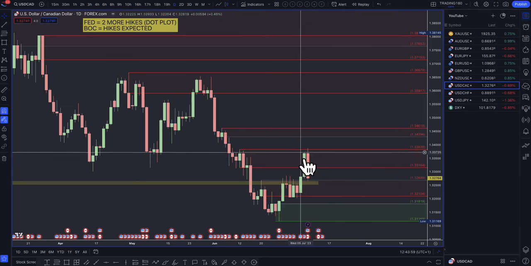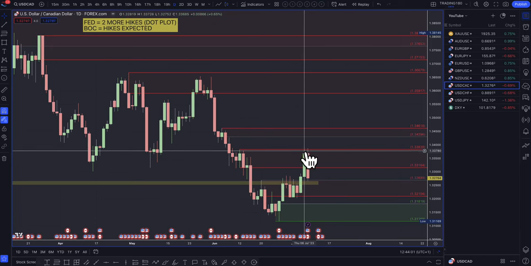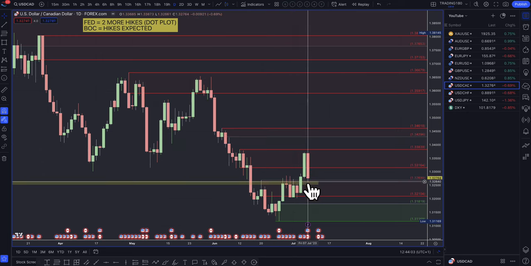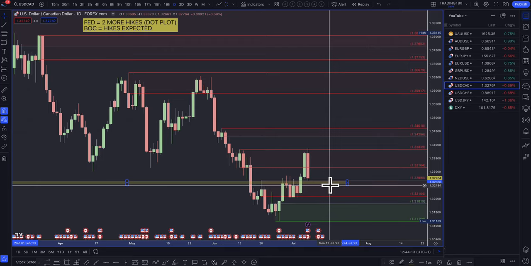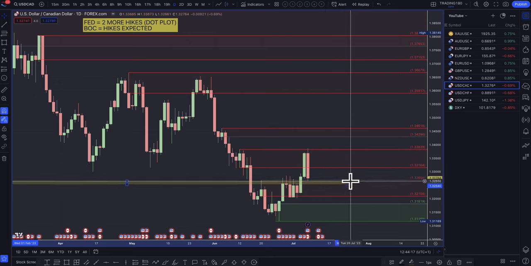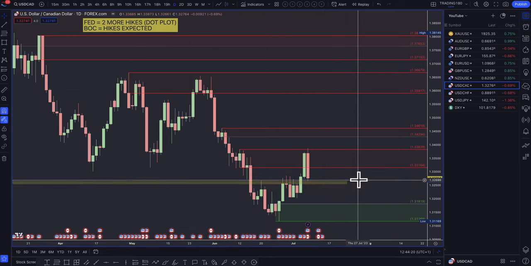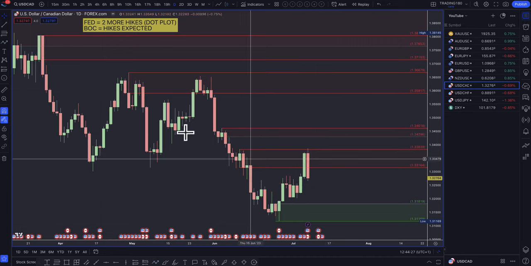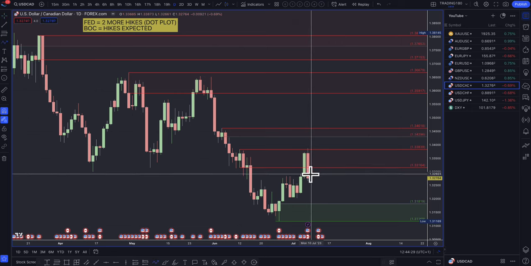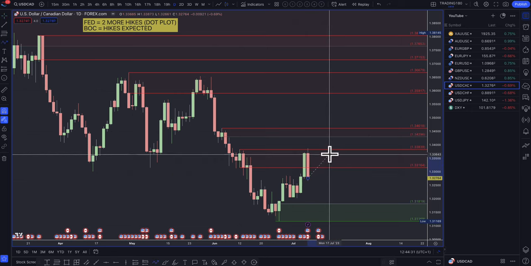So you're seeing some Canadian dollar strength, some dollar weakness, but I think the Canadian dollar is a potential buy, not necessarily against the US dollar. I'd more trade it against something like the New Zealand dollar or the Japanese yen. But yeah, you've got some decent levels to look for trades if you are looking to buy either the Canadian dollar or buy the US dollar against the Canadian dollar.